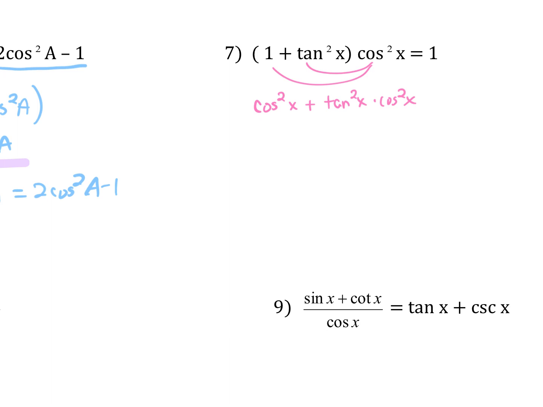And so I'm thinking I want to rewrite this tan squared x then. So I'm going to keep this as cosine squared x plus sine squared x over cosine squared x times cosine squared x. And I'm seeing that those cosine squareds divide out, and so I'm just left with cosine squared x plus sine squared x. Whose identity is that? That's Lily's, isn't it? 1 equals 1.